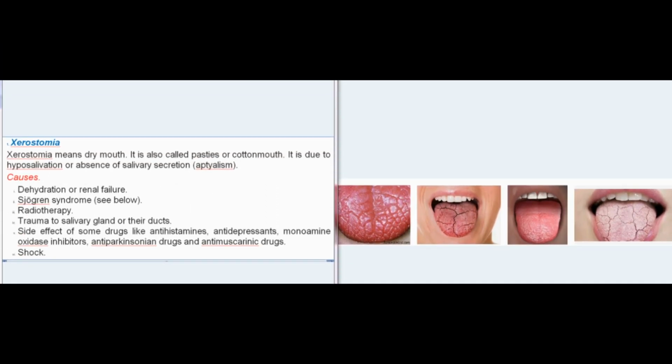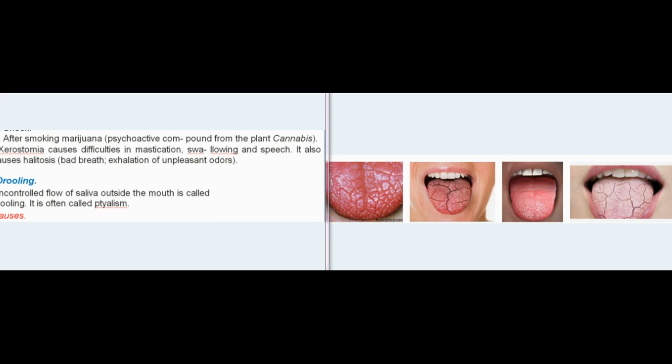Xerostomia means dry mouth. It is also called pasties or cotton mouth. It is due to hyposalivation or absence of salivary secretion, aptialism. Causes: dehydration or renal failure, Sjogren syndrome (see below), radiotherapy, trauma to salivary gland or their ducts, side effect of some drugs like antihistamines, antidepressants, monoamine oxidase inhibitors, antiparkinsonian drugs, and antimuscarinic drugs, shock, and after smoking marijuana, psychoactive compound from the plant cannabis.